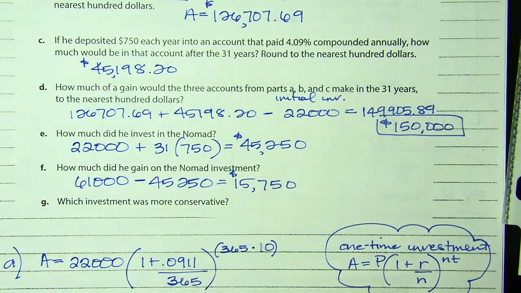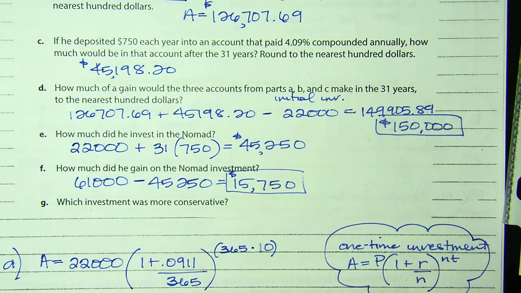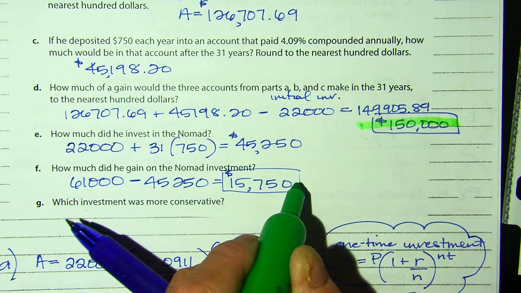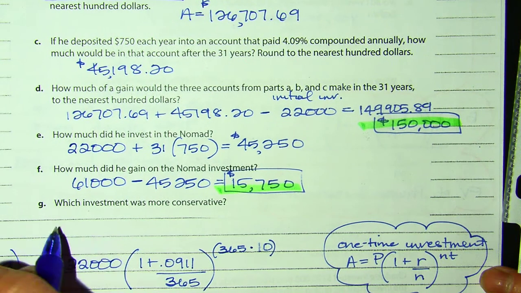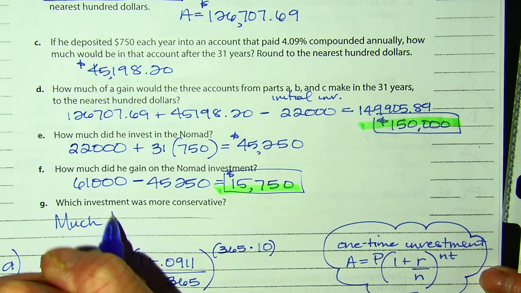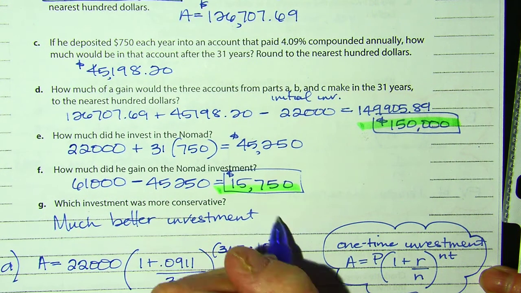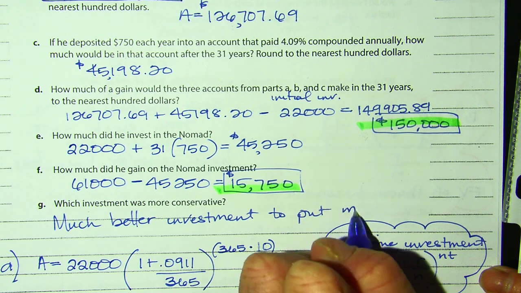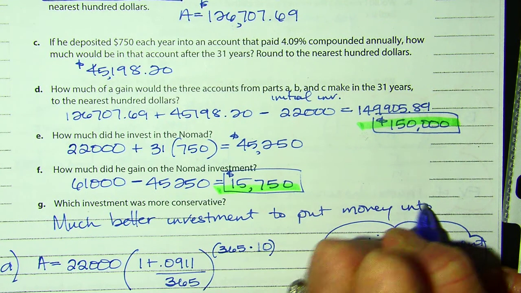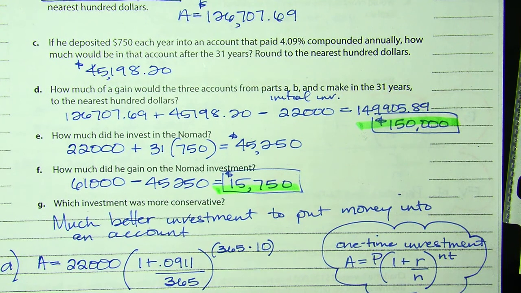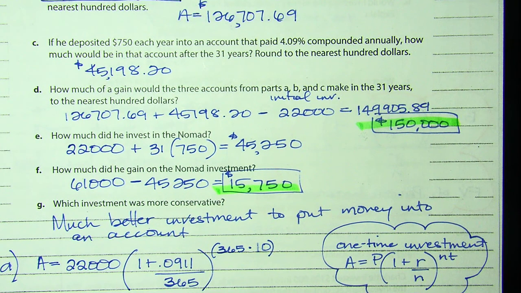So which was better, for him to invest it in CDs and accounts or him to spend money on the car? Much better investment to put money into an account than buying a car. And so that is what that wanted to go over. Always think about the money you're spending versus the money that you could be making by investing your money somewhere. And that ends this section.